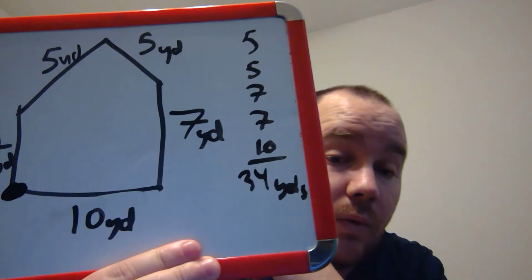All right, so what I would have done in this situation, very quick, very easy. I would have added the duplicates, the doubles together. So I would have added 5 plus 5, 7 plus 7 plus 10. So 5 plus 5 is 10. 7 plus 7 is 14. 10 plus 14, 24 plus 10, 34. So that's 34 yards. Okay. So 34 yards.